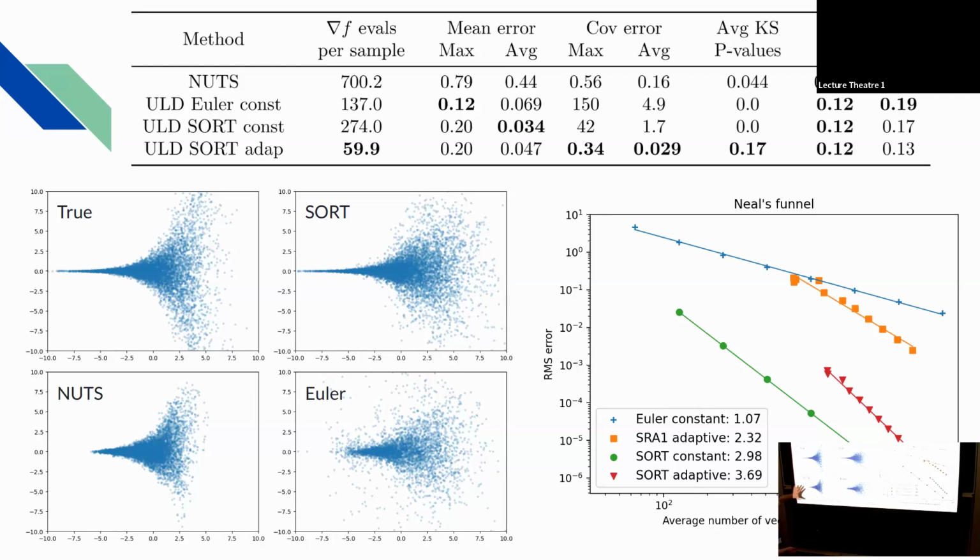This is what the state-of-the-art Markov chain Monte Carlo sampler does. It's called the no U-turn sampler. And as you can see, it doesn't get far into the funnel. It's okay over here, it doesn't get far.